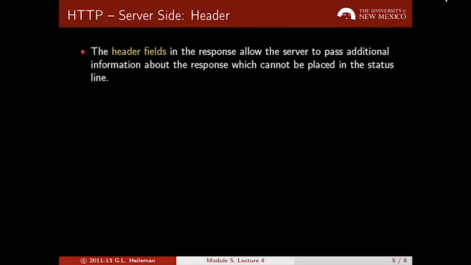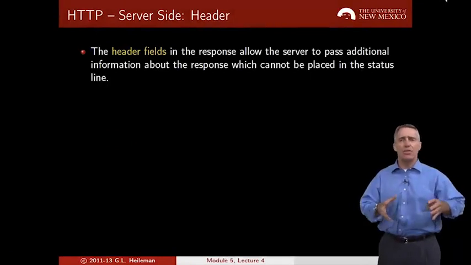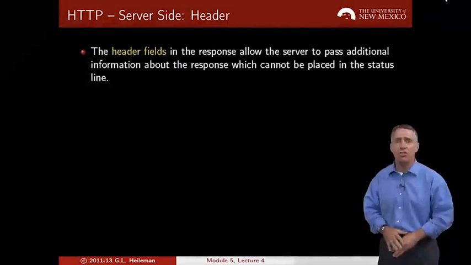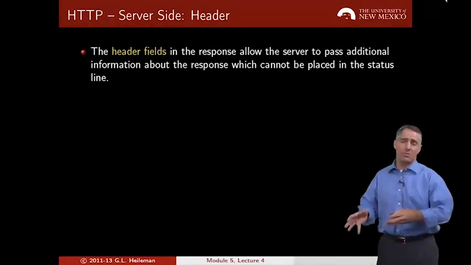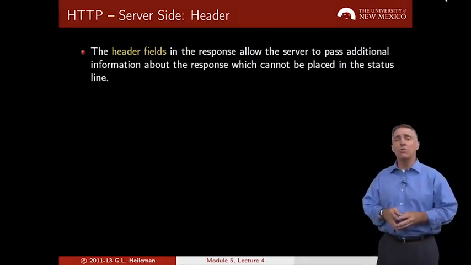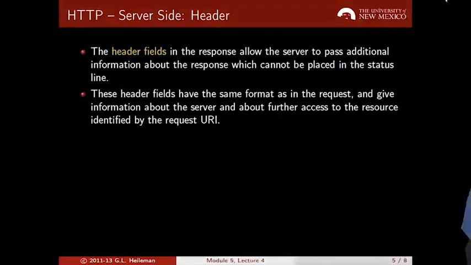The next thing that we see here are the header fields. So the header fields in a response allow, again, the server to pass information. We saw header fields on the client side where you could pass information about what language you expect, or another one that's common there is the browser that you're using. A lot of times that information is passed. The server can also pass information back to the client side, telling it a little bit about what it's going to send to the client. So these header fields have the same format as in the request. So it's the name of the field, colon, and then the value.